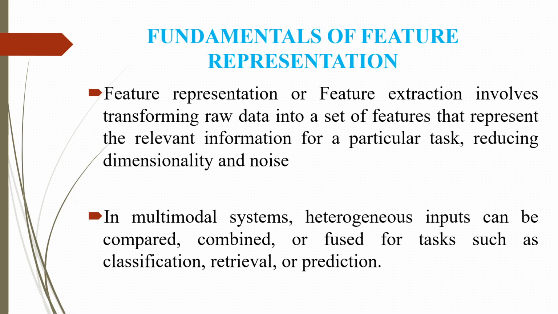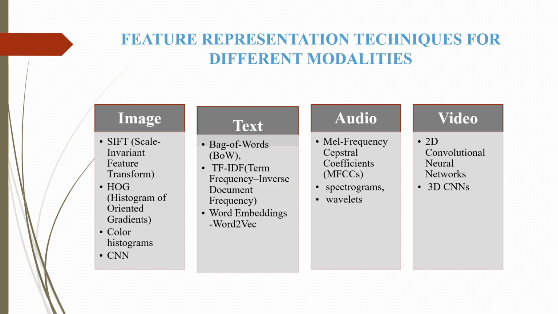Fundamentals of feature representation. Whatever information we receive from the real-time sources, we need to represent the features so that the computer or artificial intelligence technology can understand it. So we need to extract the features, which involves transforming the raw data into a set of features that represent the relevant information for the particular task, which reduces the dimensionality and noise. In the multimodal system, heterogeneous inputs can be combined or fused for tasks such as classification, retrieval, or prediction.